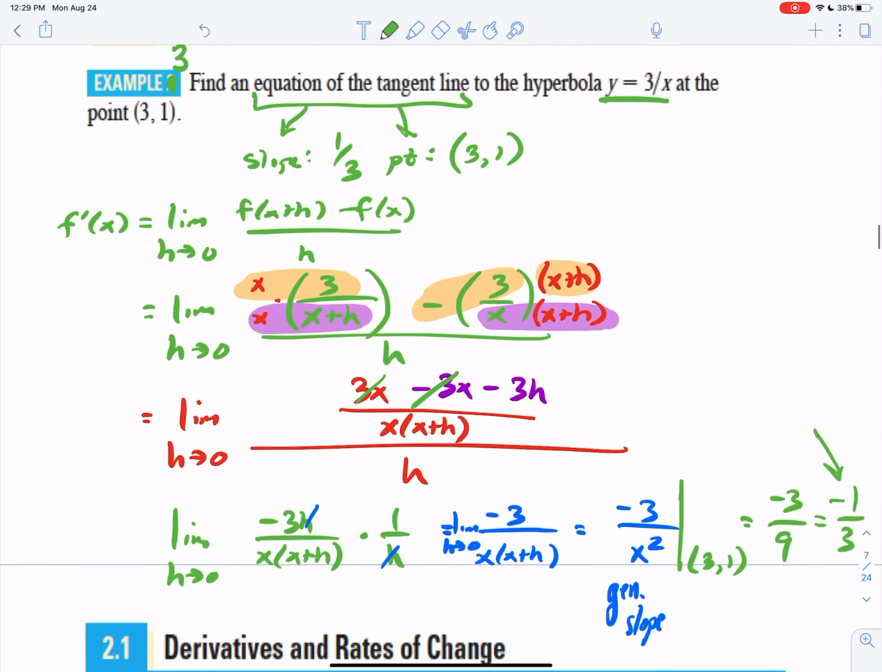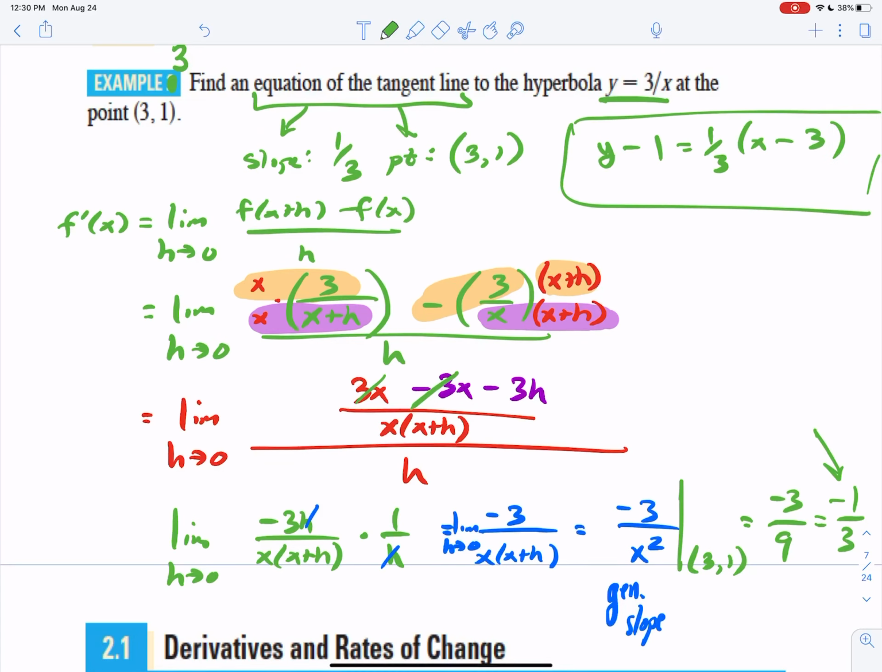Do we have everything we need? We do. So it's going to be y minus y1, which is 1, equals the slope, which is negative 1/3, times x minus the x coordinate, which is 3. Leave it there. No need to simplify.